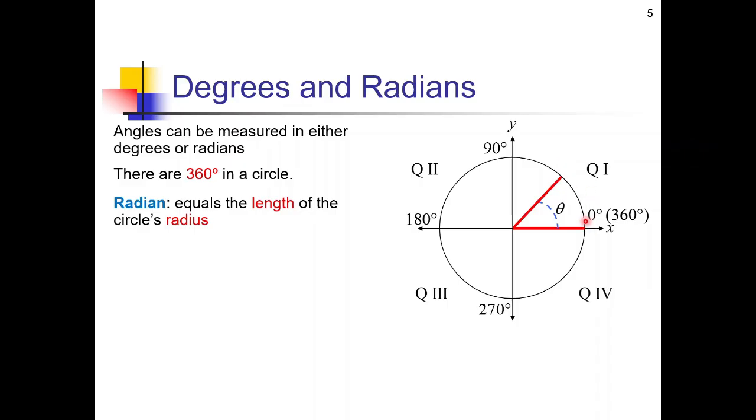1 radian would be if you took this radius here and bent it around the circle, however far that took you, that length would be a radian.